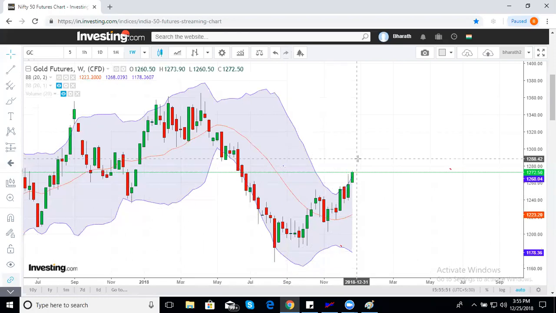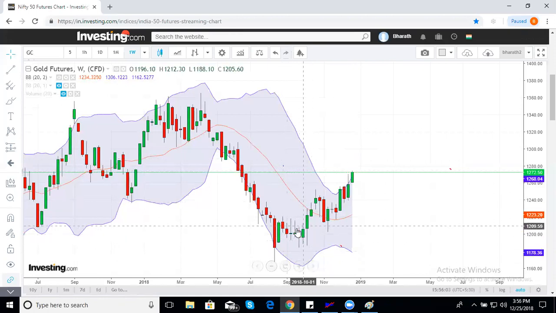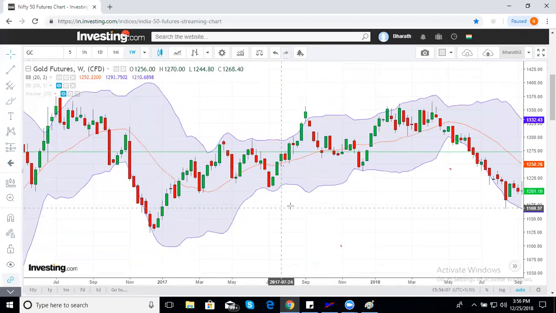Market made a bottom. Gold made a bottom on a weekly setup. And gold will always make a bottom almost at the end of the year, every time. This is market made a bottom in November, December in gold in 2018. Go back.